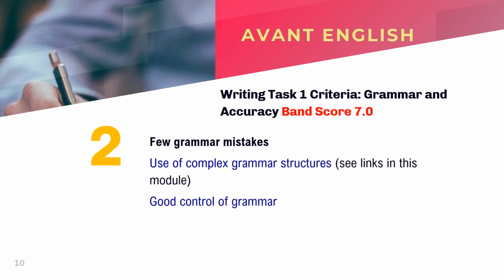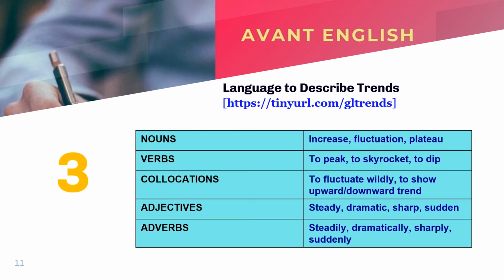Next, writing task 1 criteria, grammar and accuracy for a band score 7. So a band score 7 has few grammar mistakes, if any. Use of complex grammar structures and good control of grammar, that your sentences make sense. That goes also into cohesion and coherence. So some of these categories kind of overlap. Now let's turn to vocabulary. Vocabulary for describing trends and vocabulary for approximation.